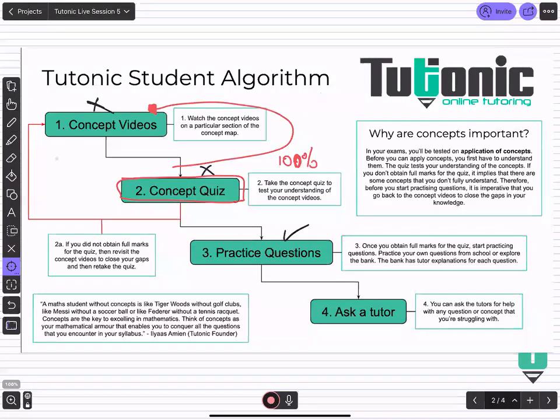So do you see it's a process? Once you've got full marks for the quiz, then you start with the questions. And you can take questions from school, or you can take questions from the Tutonic Bank.